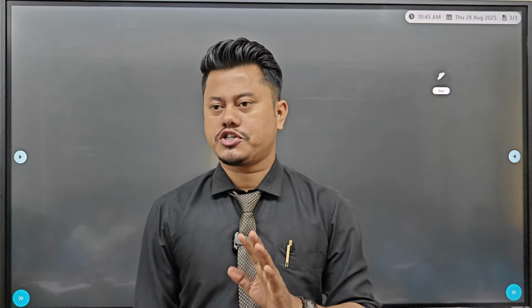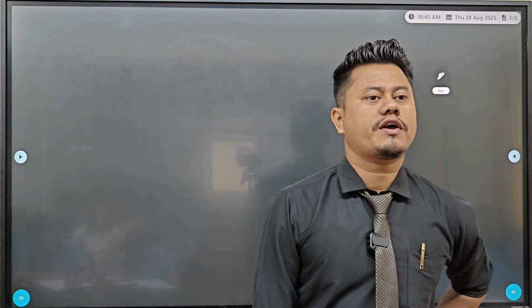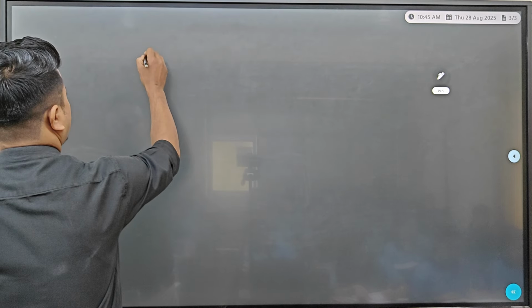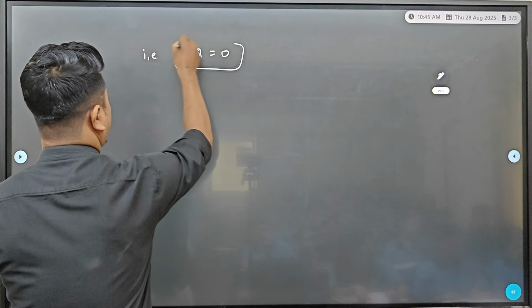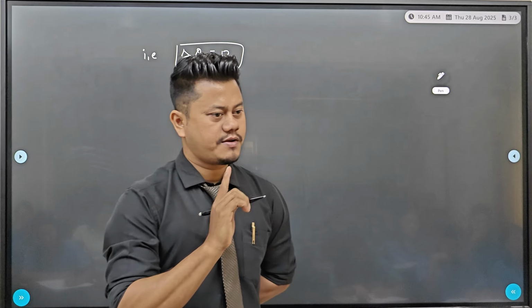There is no exchange of heat between the system and the surrounding. Is that clear? You can simply write that is del Q equal to 0. Del Q is equal to 0, right?